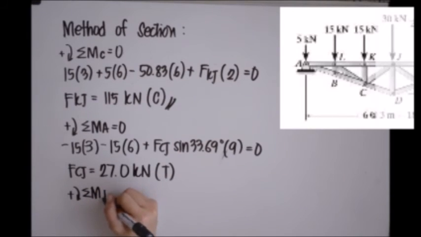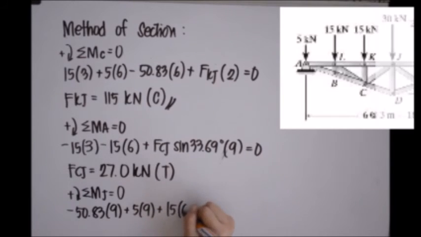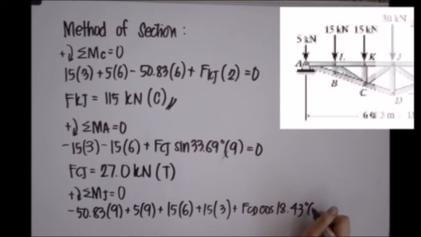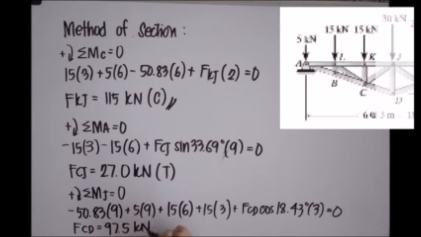At para makuha ang CD, moment lang tayo sa J. So, summation moment at J is equal to 0. Negative 50.83 times 9 plus 5 times 9 plus 15 times 6 plus 15 times 3 plus F of CD cosine 18.43 times 3 is equal to 0. So, ang F of CD natin is equal to 97.5 kilonewtons, which is in tension.